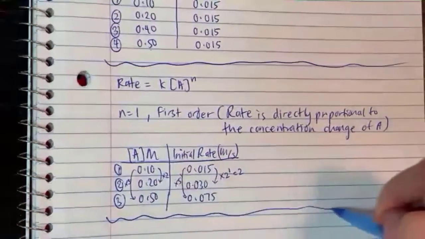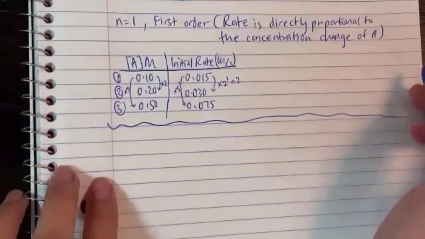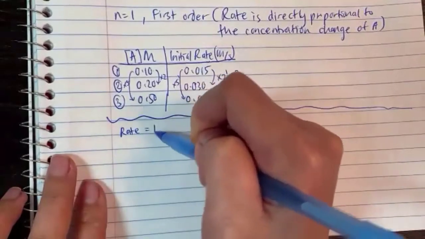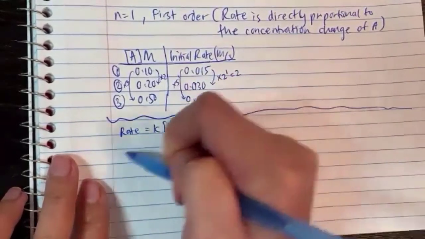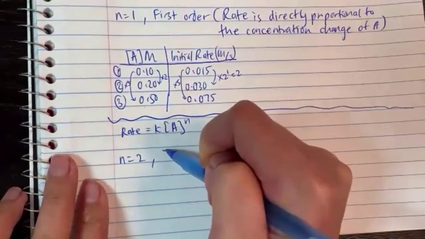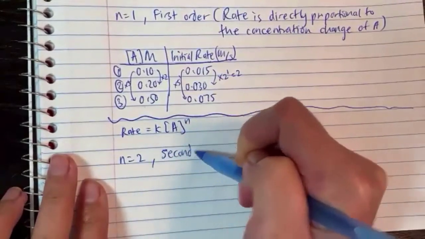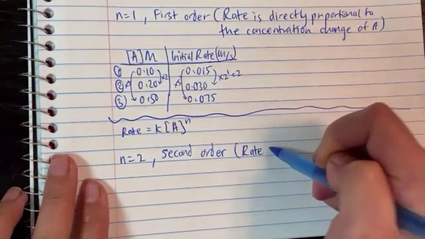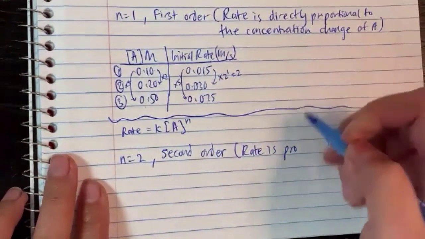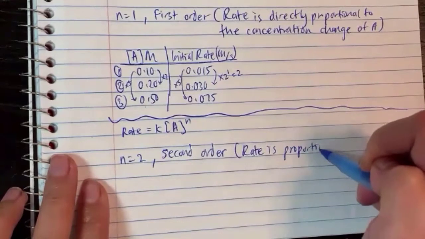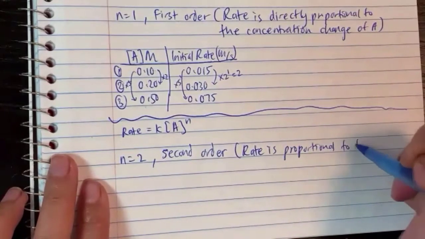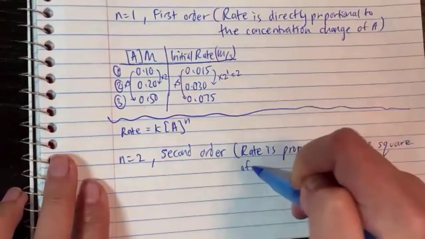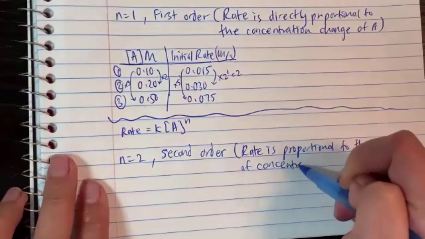Now I want to show you real quick, since we're talking orders, the last one that I want you to learn is second order. So if this is second order here, your n here equals 2. This is second order. Now in this case, rate is proportional to the square of the concentration change of A.